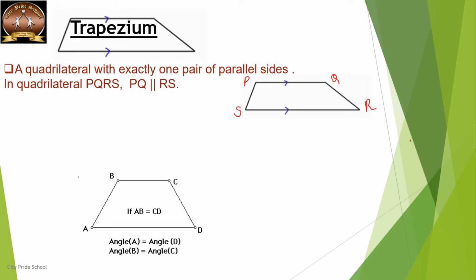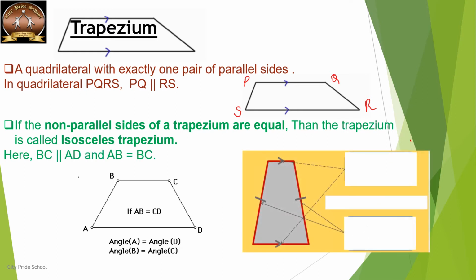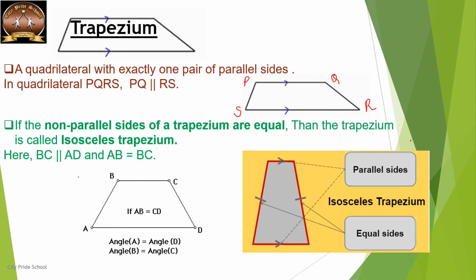Now, if the non-parallel sides are equal, then such a trapezium is called an isosceles trapezium. So in this quadrilateral over here, you can see that AB is equal to CD and BC is parallel to AD. So the isosceles trapezium should have equal non-parallel sides and one pair of parallel sides.